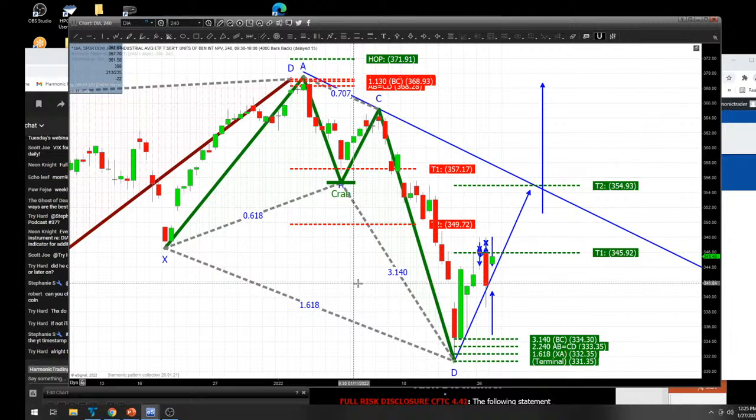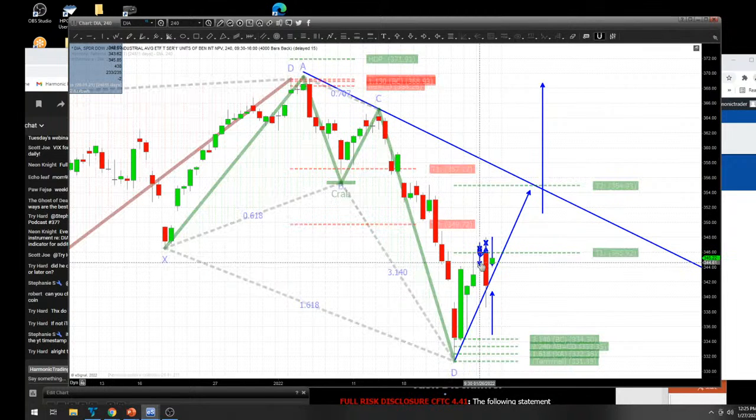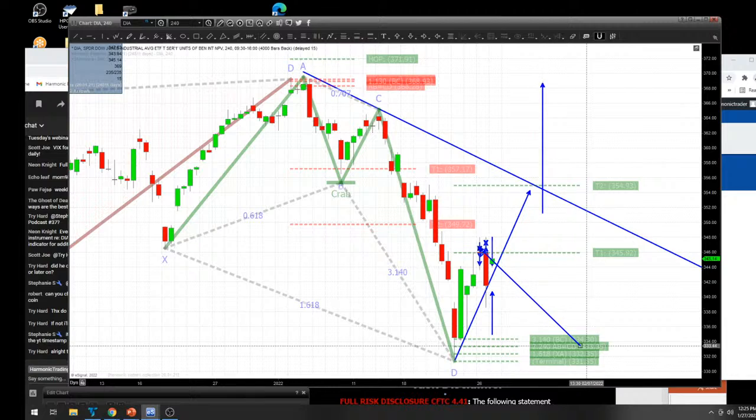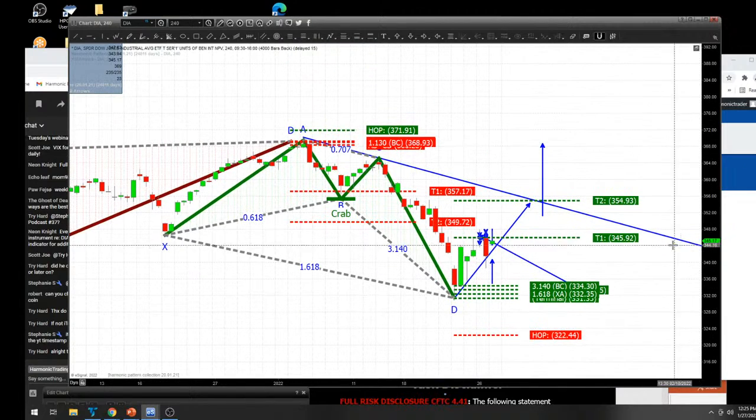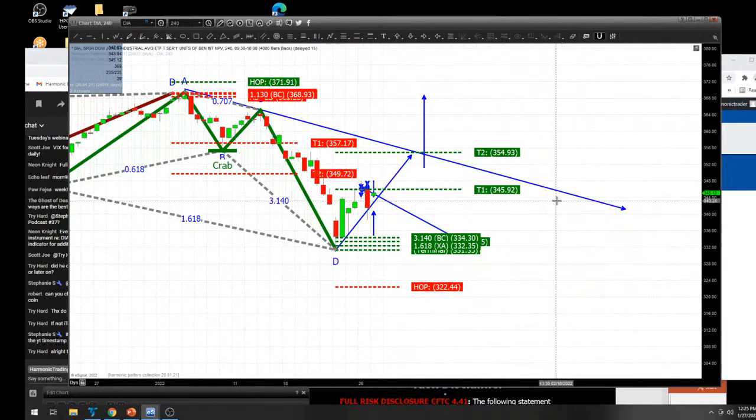This is 4-hour. So we're hitting target 1 at 345.92. Cannot follow through. And it definitely is 345.92. Don't round it up. The close would have to close above 345.92. Otherwise, what has to happen? Type 2. Go confirm that thing. Hit it one more time.